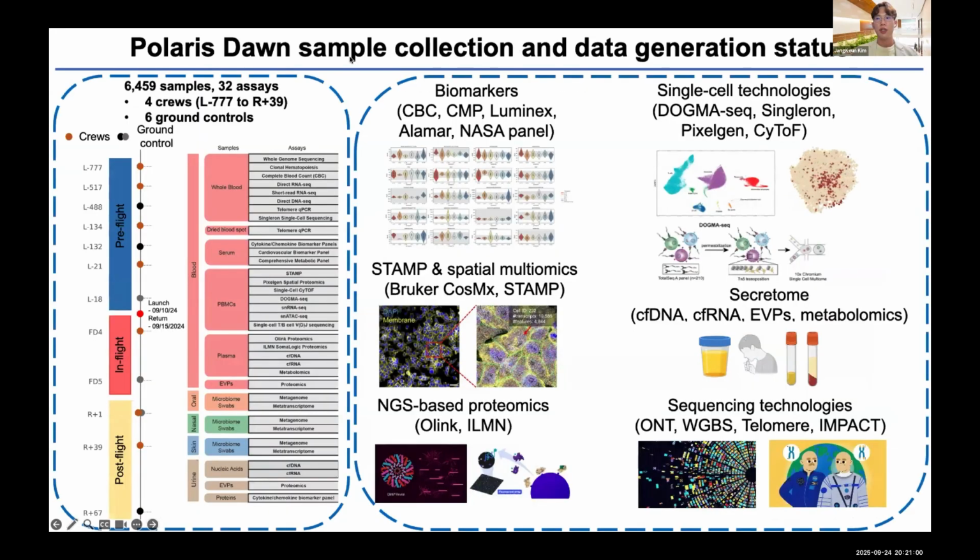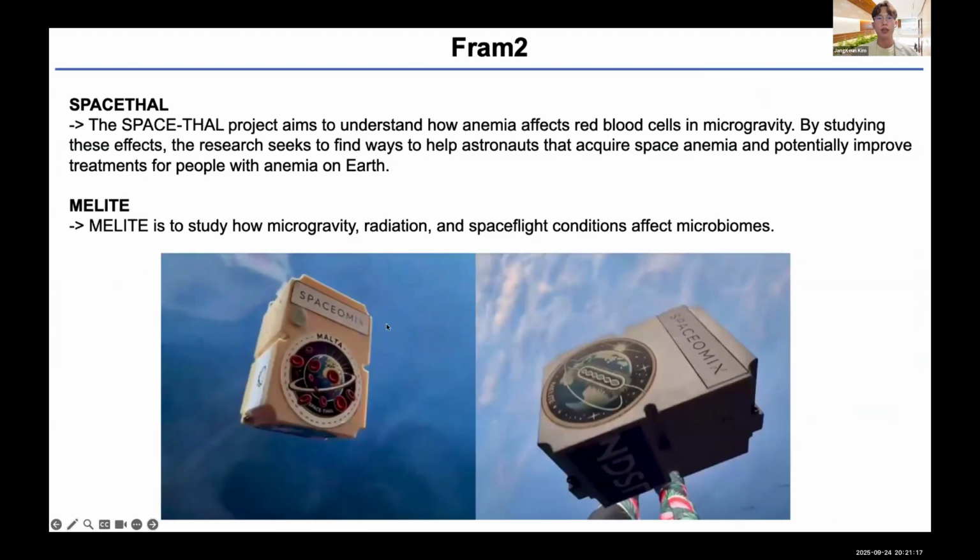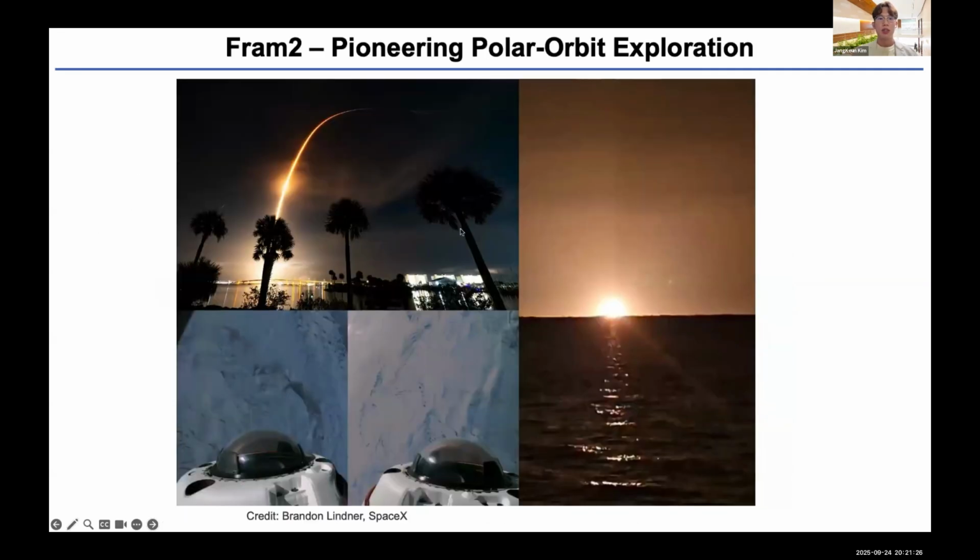So we are now analyzing those data to make another paper package with the other collaborators in the Florida mission. FRAM2 was launched this year, and one of the characteristics is that we brought two passive payloads. It's a kind of box with multiple cell culture, tissue culture, or microbiome experiments.